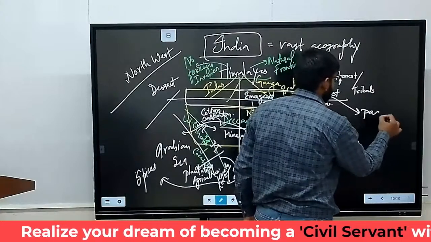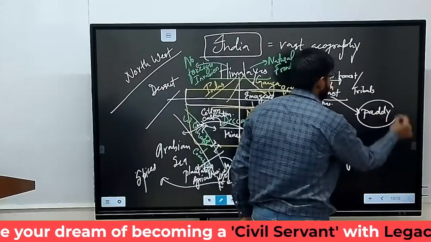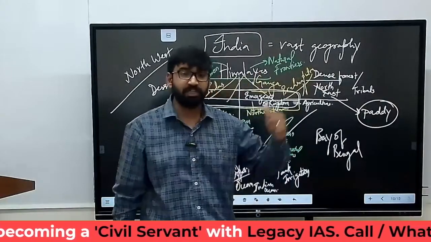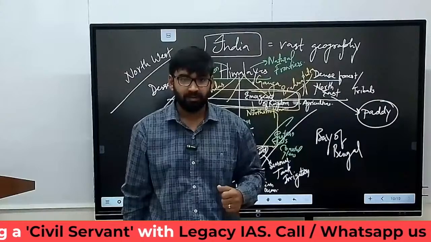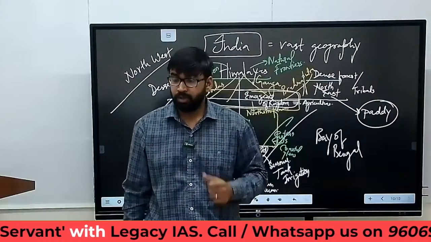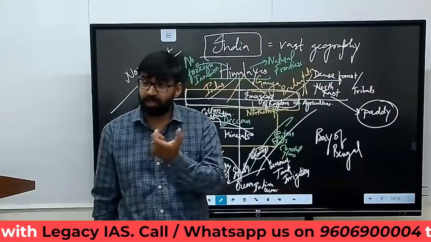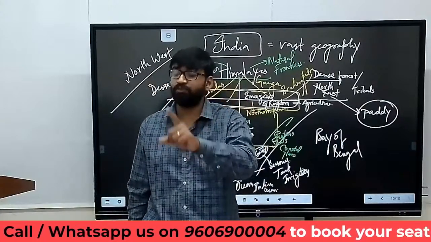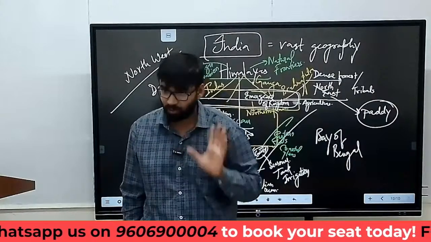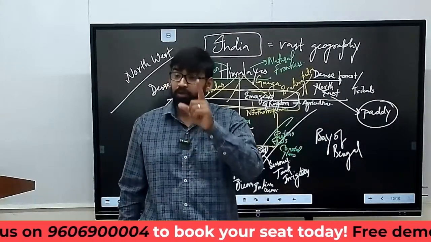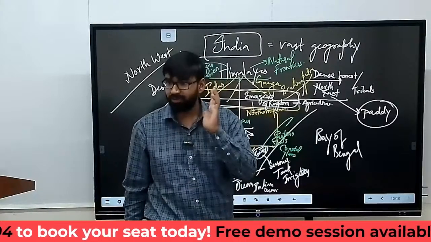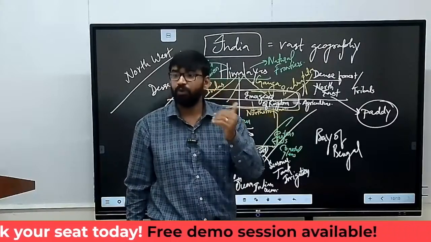So the paddy transplantation started in North India. Paddy means cultivation of rice. First, it was started in North India. Getting my point? So why paddy transplantation in North India? Because of rainfall. 1 kg of rice requires 15 liters of water. That is why rice is the crop of monsoon. Rice is the crop of monsoon.